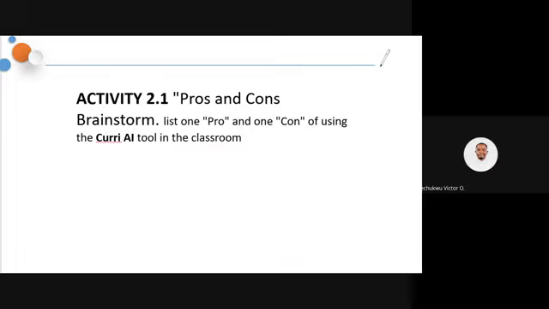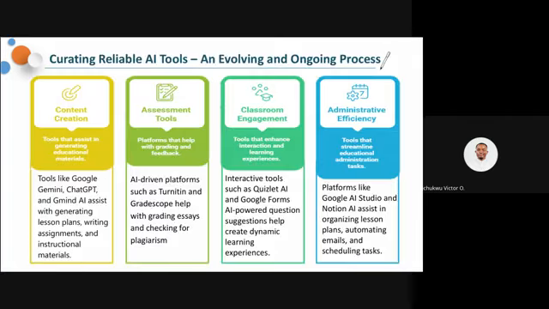Okay, Hamza is saying that if the students do not have the idea of critical thinking and are not familiar with the AI application, the possibility of obtaining the same answer is very high. Okay, true. I agree with you. Now, creating reliable AI tools. Thank you for your input, everyone.